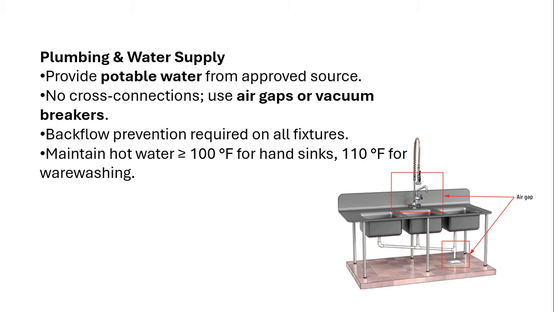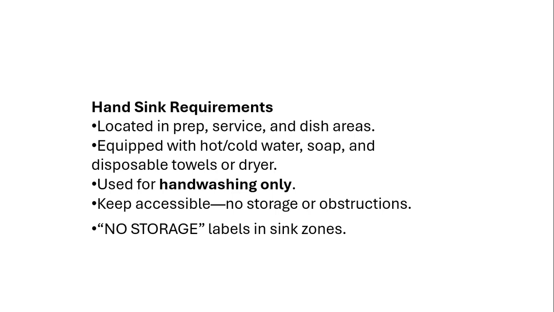Everybody good on what I just talked about? I know there was a lot of fresh information. At least about 2 questions tend to come up about these kinds of things, okay? Hand sink requirements. They should be located in the prep, service, and dish areas conveniently so that I can get to it. Should be equipped with hot and cold water, soap, and disposable towels or a dryer. I should have the ability to turn the tap off without recontaminating my hands, and it should be used for hand washing only.